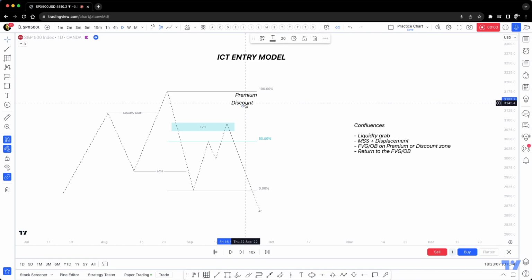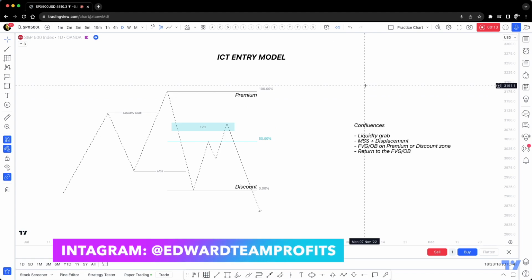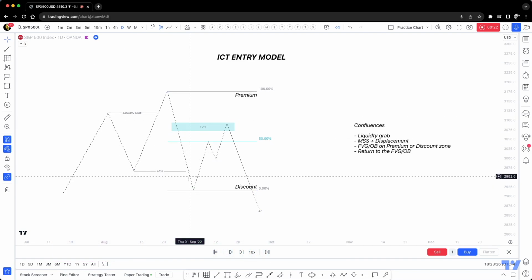Edward here, back with another video, and this time I'm going to be showing you another ICT entry model, which is very similar to Boss and Chuck. Just trading. We do have a break of structure to the upside, then price fails to go higher, ends up dropping, displacing to the downside, having a market structure shift, which is basically a Chuck. Right, then price pulls back to your premium.